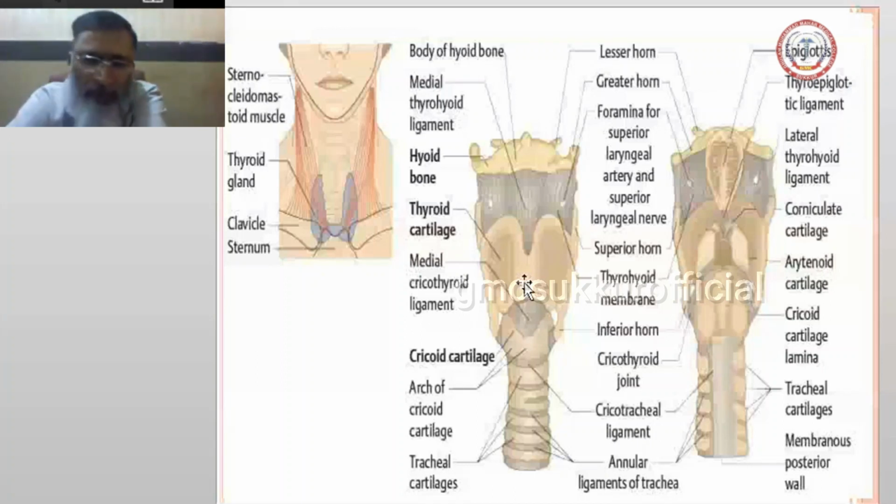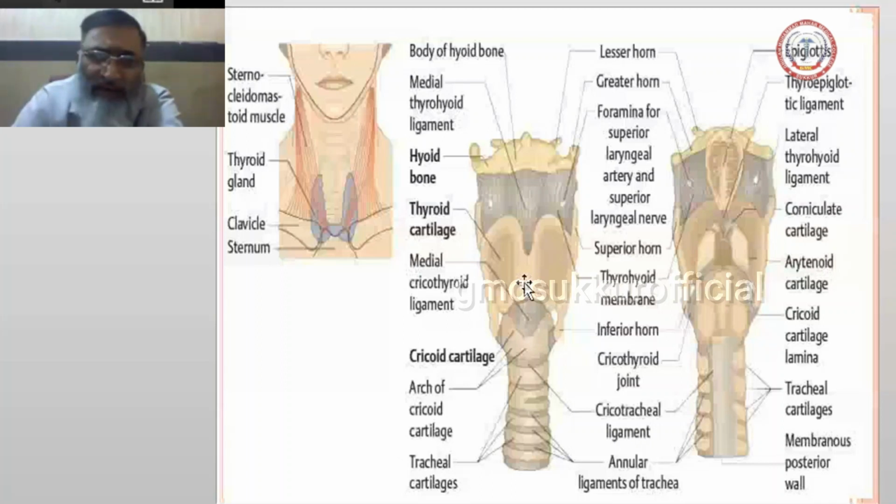Yes, sir. Okay. Now you see this is the hyoid bone. This is the thyroid membrane. This is the thyroid cartilage. Now this is the area where you have the laminae of the thyroid cartilage, the area where you have attachment of the vocal cords. Now this is the thyroid membrane. This is the cricoid cartilage.